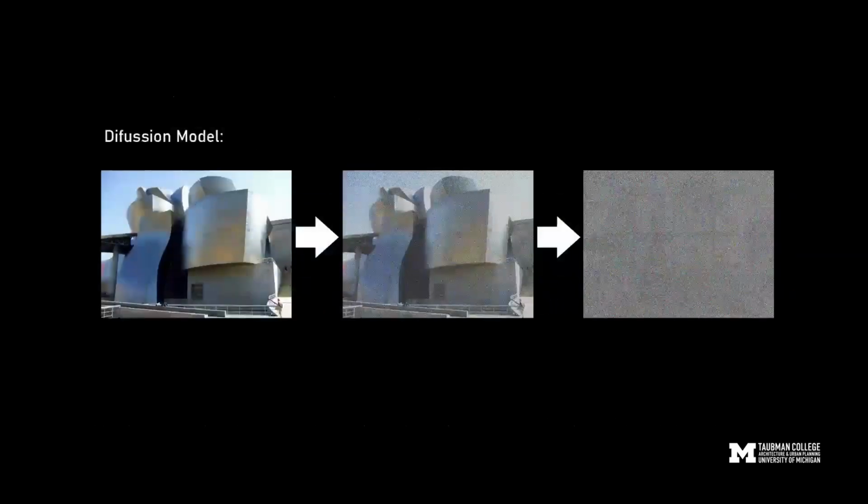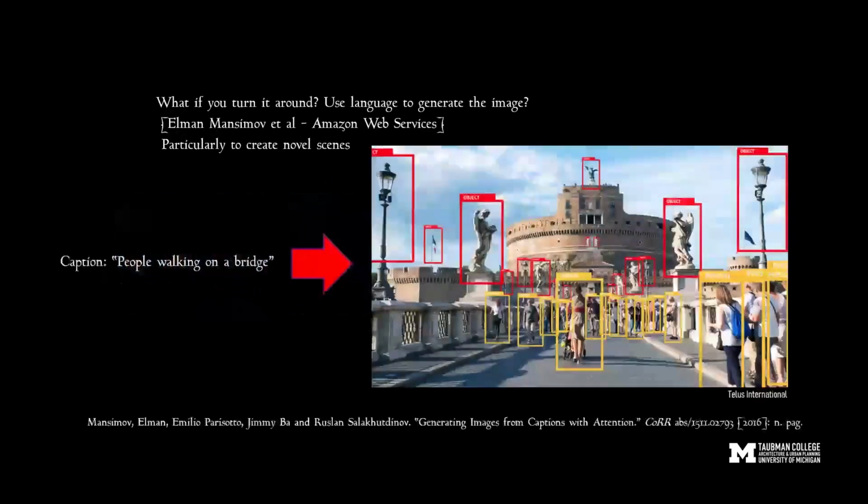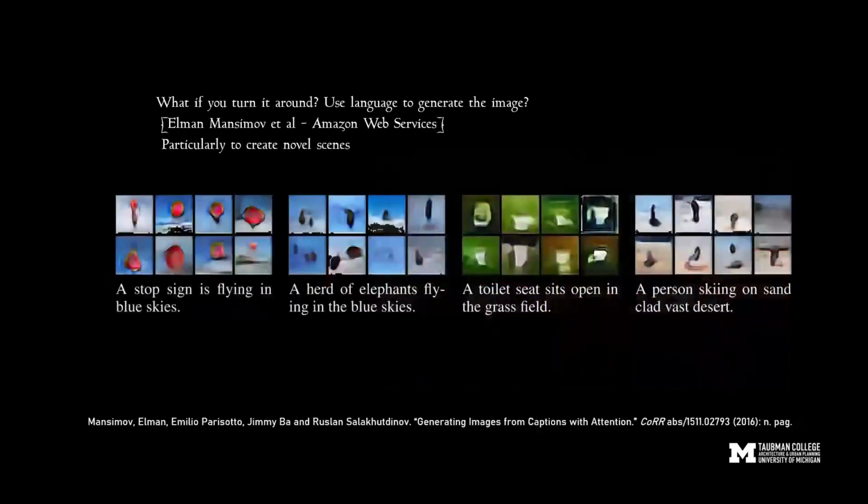And the funny thing is, wait a second, going a bit too early, too fast, one back. Yeah, that one. These were the first images that were published in this paper about generating images with text. And you see, they had prompts like a stop sign is flying in blue skies, a herd of elephants flying in the blue skies, a toilet seat sits open in the grass field.